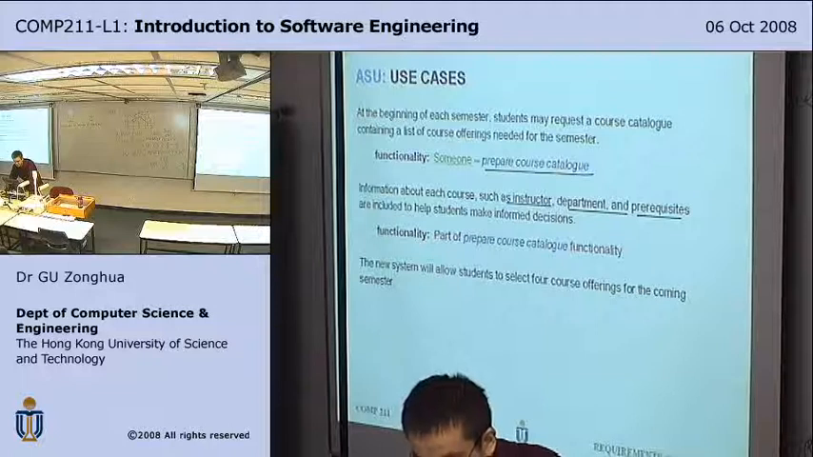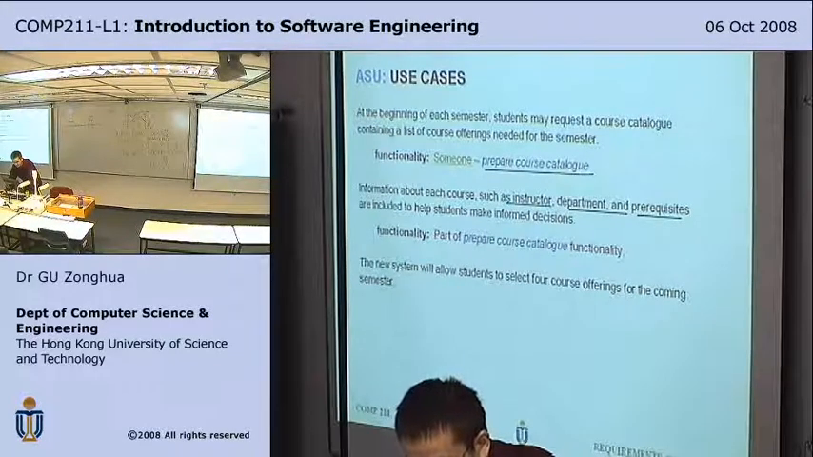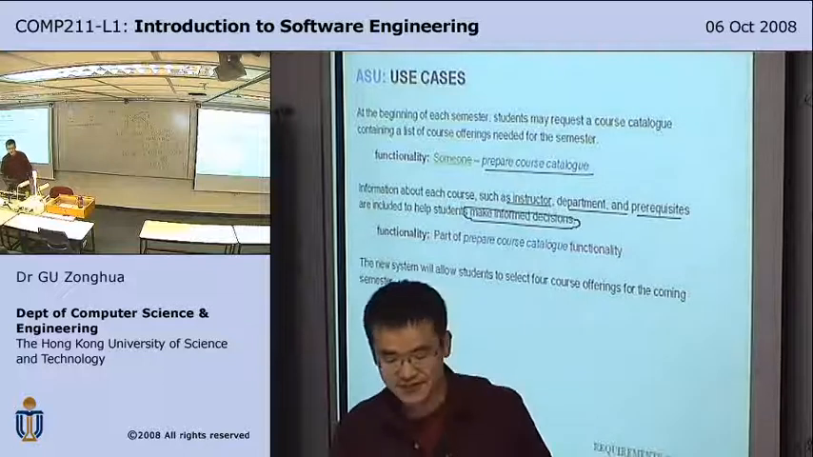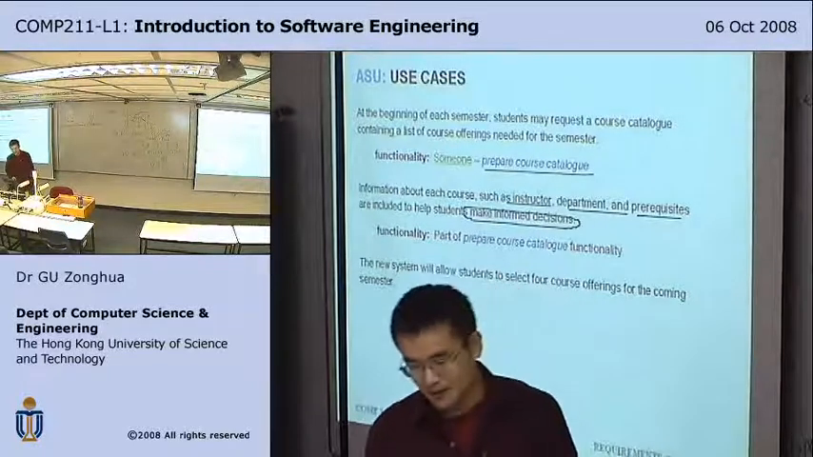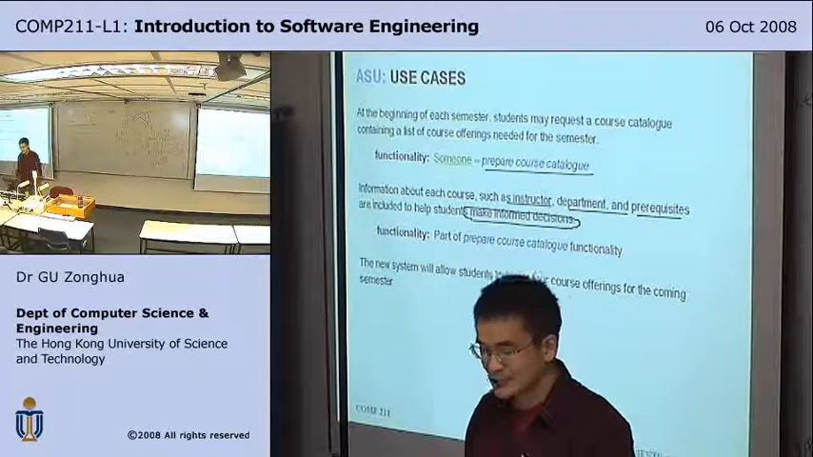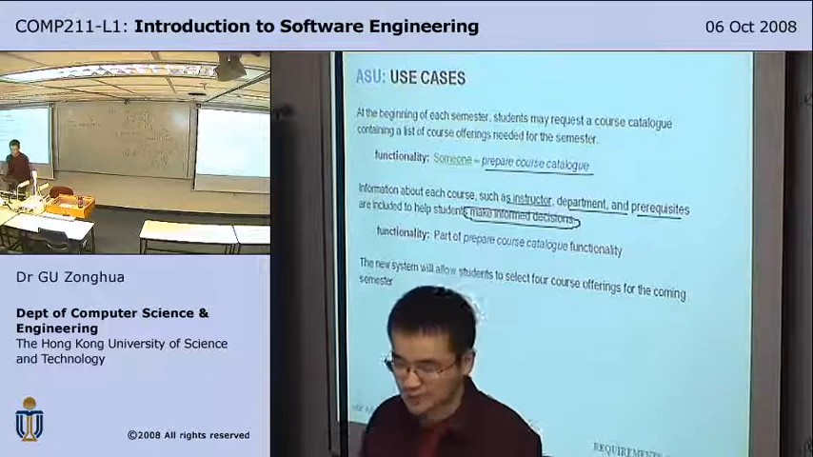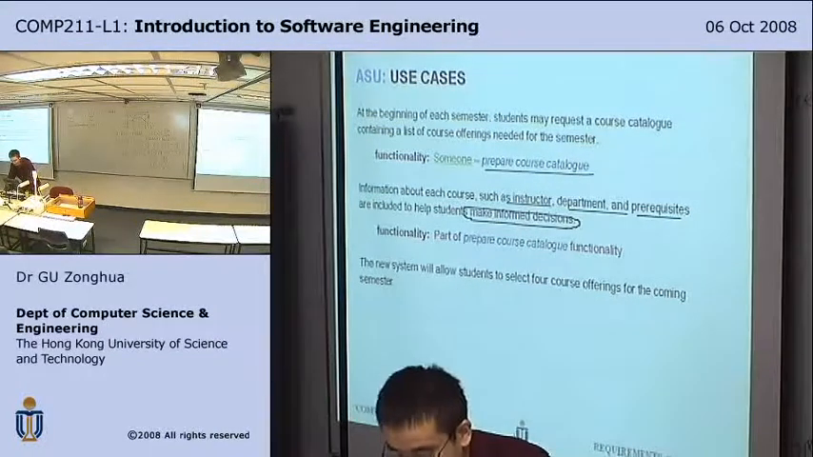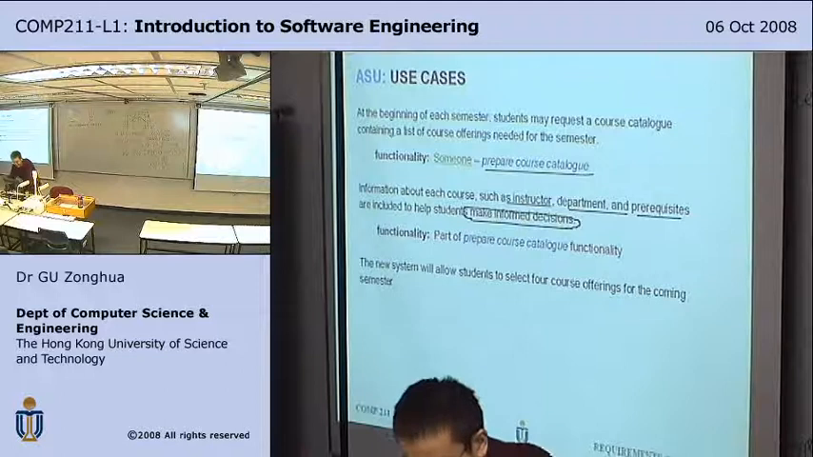The new system will allow students to make informed decisions. This is not part of the use case model because it's a mental process of the student. So it's not something the student uses the registration system to do, right? It's something that happens in his head. So we do not put it as part of the use case.